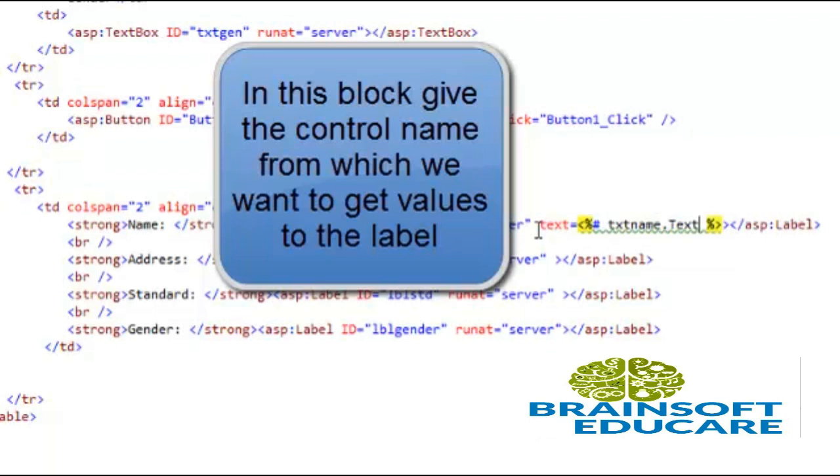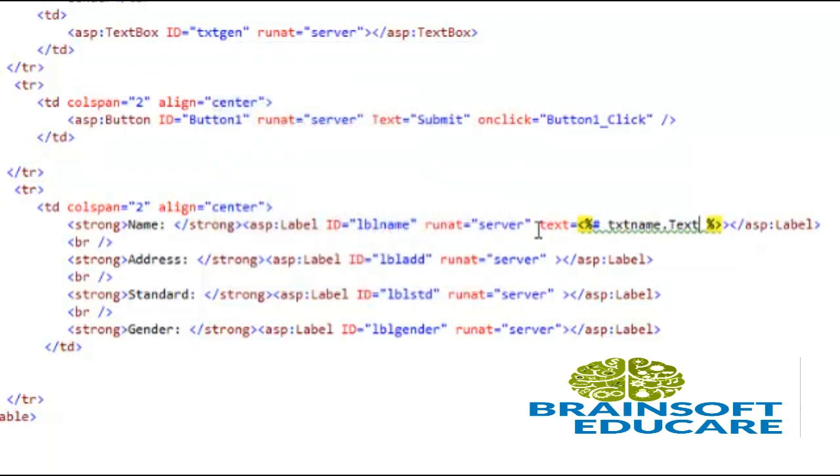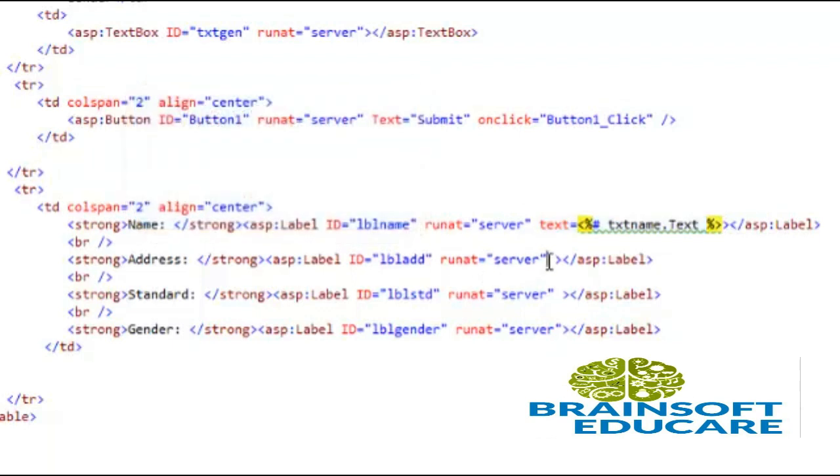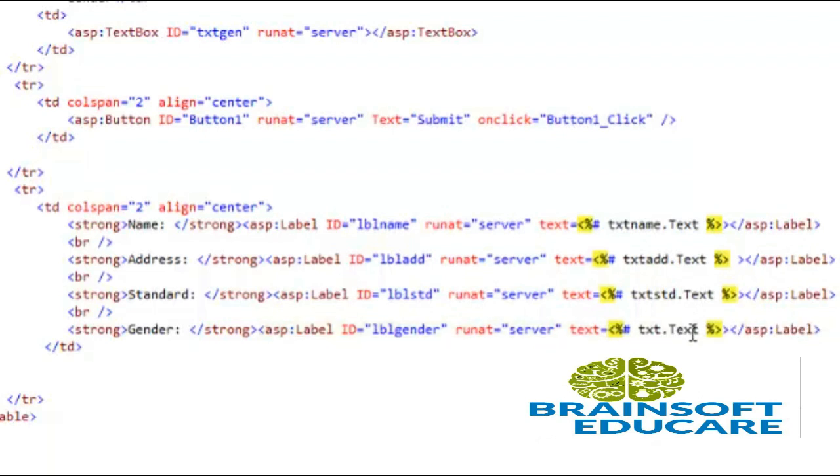We must write here the exact name of the control, because IntelliSense is not provided by the Visual Studio IDE, so we have to take care about this. Now we will do the same thing for the other controls also, copying and pasting into the others, but after that changing the text control. Here it is txtAddress, the other is txtStandard and then txtGender.